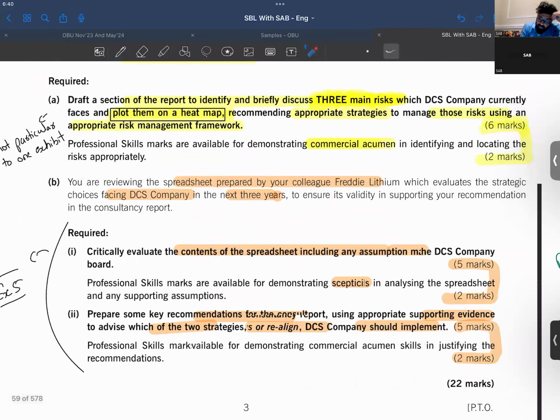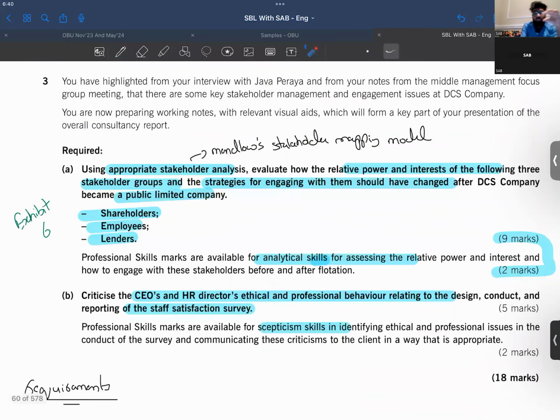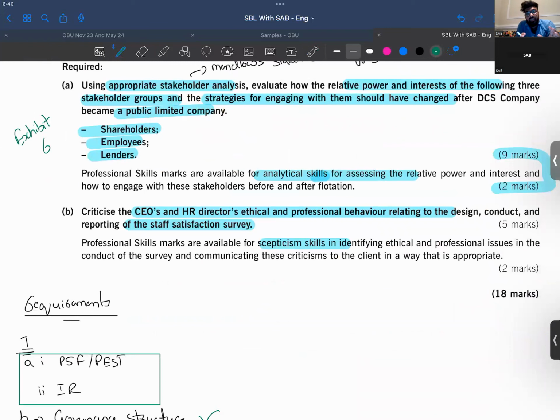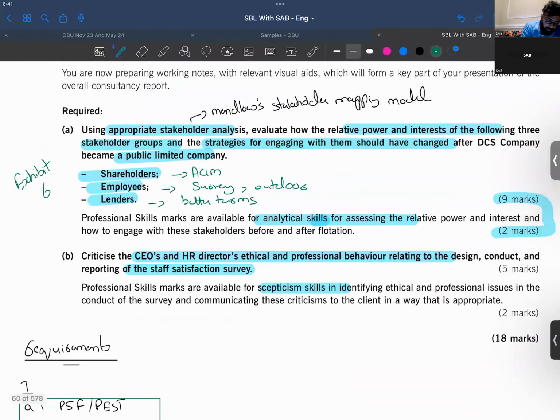Engagement should have changed after the DCS company. So how should the engagement have been changed? With shareholders, you need to have AGMs, right? With employees, you need to have surveys and outdoor activities, I'll say. With lenders, you have some better terms so that good negotiations are done. So it seems to be the general one.